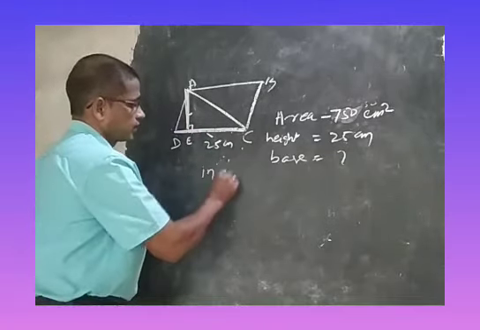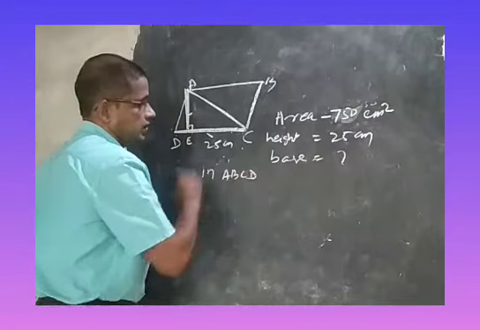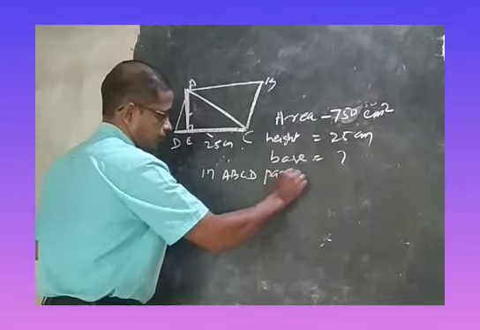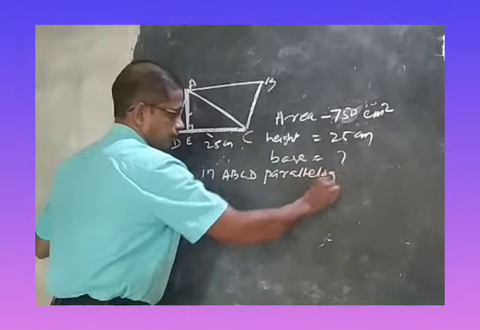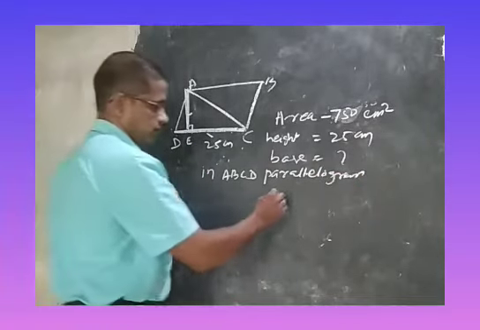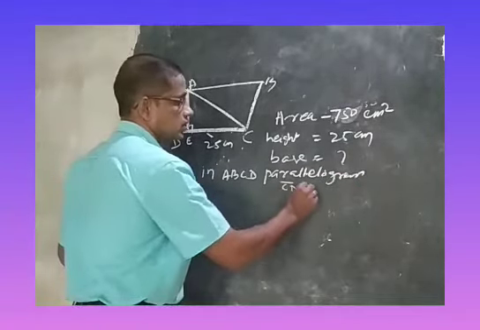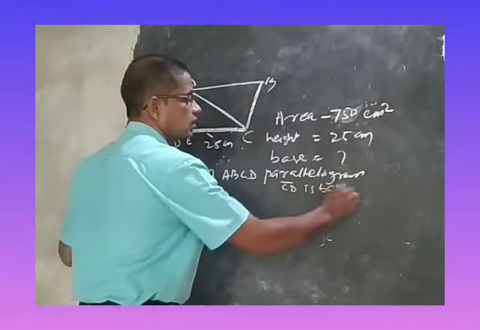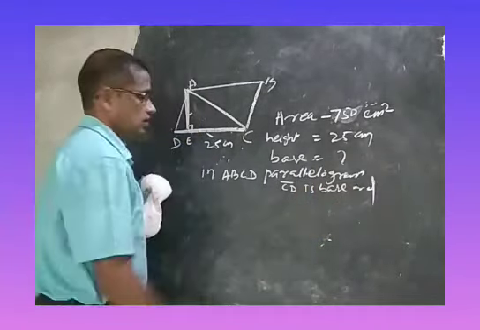In ABCD parallelogram, CD is the base, and AE is the height.